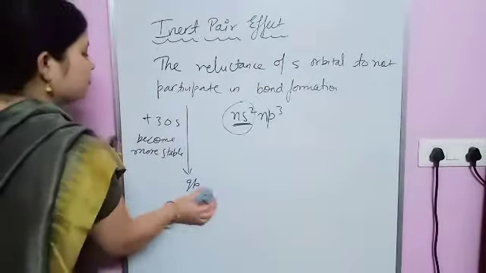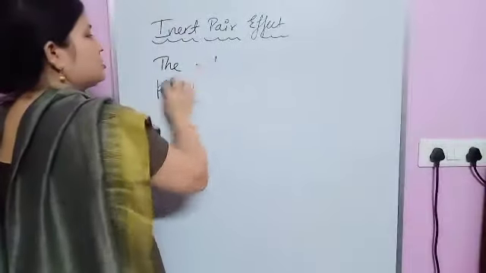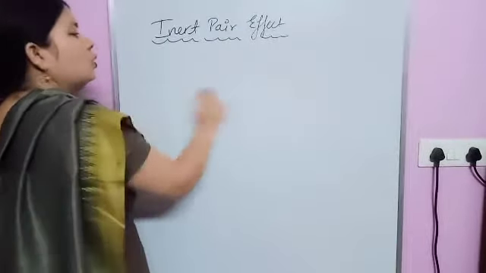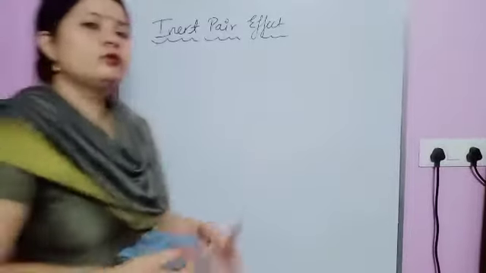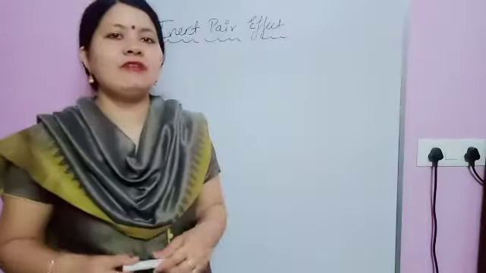Now on this basis we have a simple reasoning question: why does the +3 oxidation state become more stable as we move down the group? Your answer is simple: due to the inert pair effect. And the inert pair effect happens because as we move down the group, d and f orbitals also enter, and there is poor shielding effect of d and f orbitals.